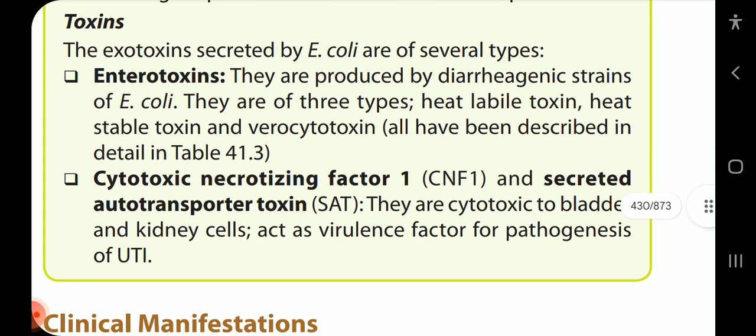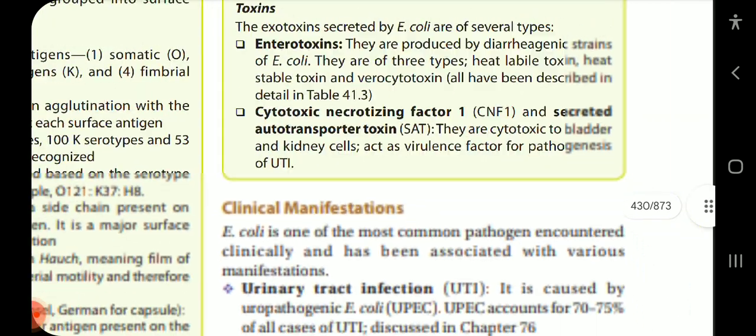Toxins. The exotoxins secreted by E. coli are of several types. Enterotoxins are produced by diarrheagenic strains of E. coli. They are of three types: heat labile toxin, heat stable toxin, and verocytotoxin. All have been described in detail. Cytotoxic necrotizing factor CNF1 and secreted autotransporter toxin SAT are cytotoxic to bladder and kidney cells and act as virulence factors for pathogenesis of UTI.